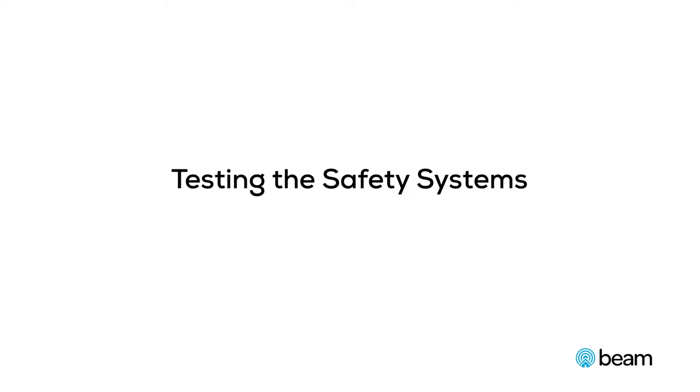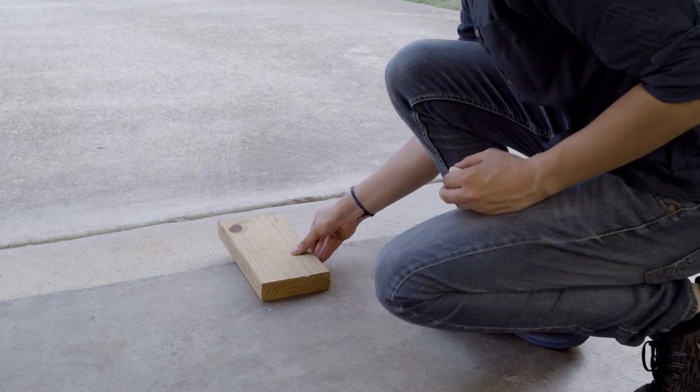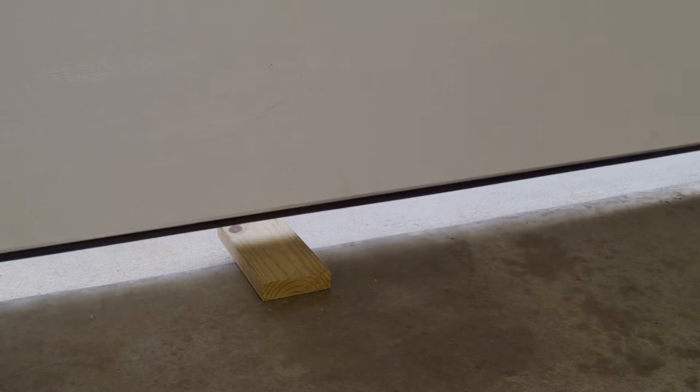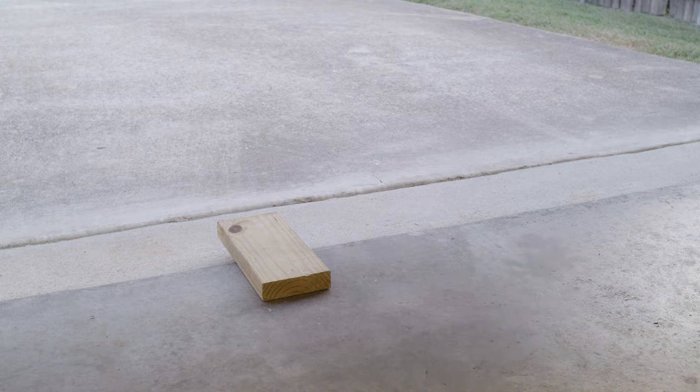Test the safety reversal system. Open the door with the door control console. Place a 2x4 or a 2x6 will do centered under the garage door. Close the door. The door must reverse upon making contact with the object. If this does not happen, reset the down limit to a point closer to the ground.